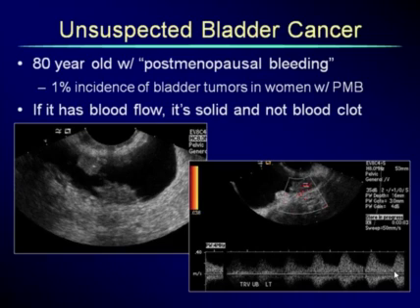So what happened? Well, upon closer discussion with the patient, when she wiped herself with toilet tissue, she had pinkish blood on the tissue, and she thought it was vaginal bleeding. It actually was hematuria. We know that there's a 1% incidence of bladder tumors in women with postmenopausal bleeding where they mistake vaginal bleeding for hematuria.